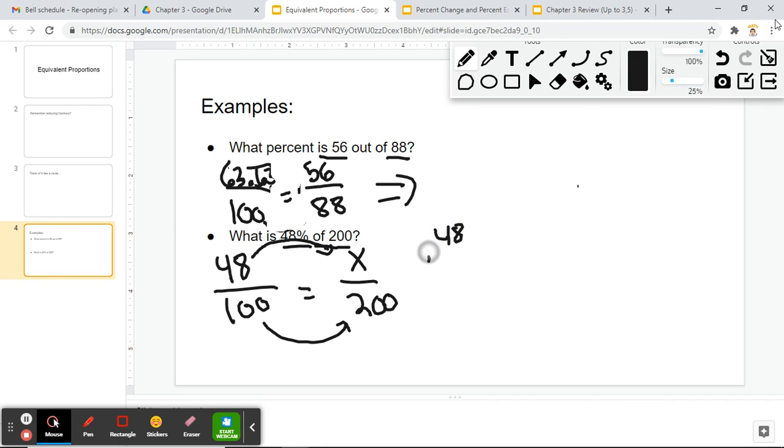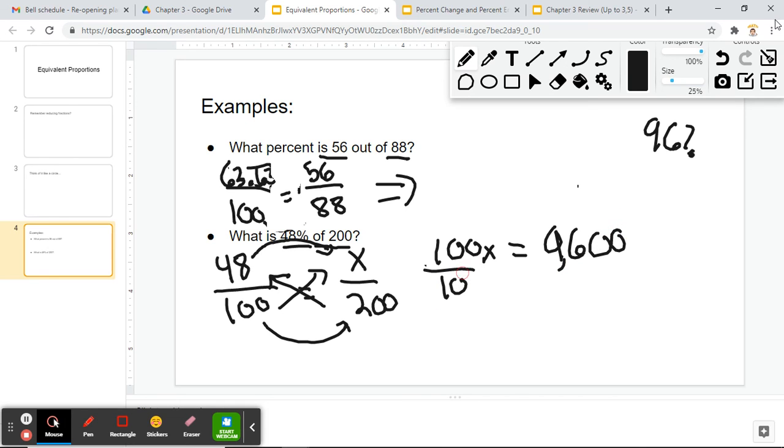So I'm just going to do this as a guess. 48 times 2: 8 times 2 is 16, and 2 times 4 is 8, plus another 1 would be 9. So my guess here is 96, but let's try that out. I'll put it on the side here and remember it, okay? All right, let's also do cross multiplication. So 100 times x is 100x, and 48 times 200 will give us 9,600.